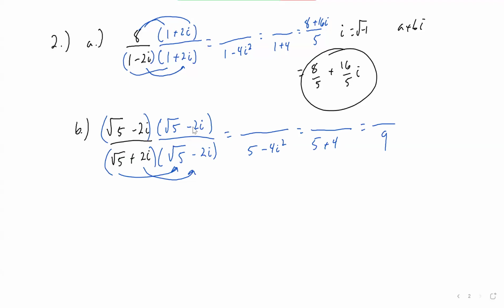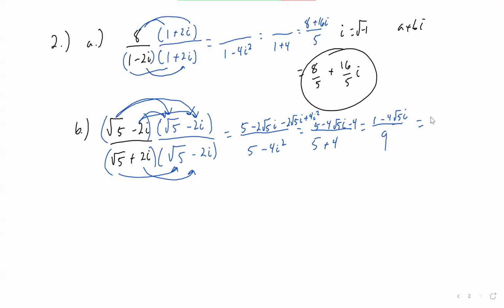Here, though, you can box method or fold it, however you want to do it. But square root of 5 times square root of 5 is 5. Square root of 5 times negative 2i is negative 2 square roots of 5i, or however you want to write it. And then negative 2i times square root of 5 is negative 2 square roots of 5i. And then negative 2i times negative 2i is plus 4i squared. So when I write this out, this is really 5 minus 4 square roots of 5i. And then we now know this basically just changes the sign, so it's minus 4. So 5 minus 4 actually gives me 1 minus 4 square roots of 5i.